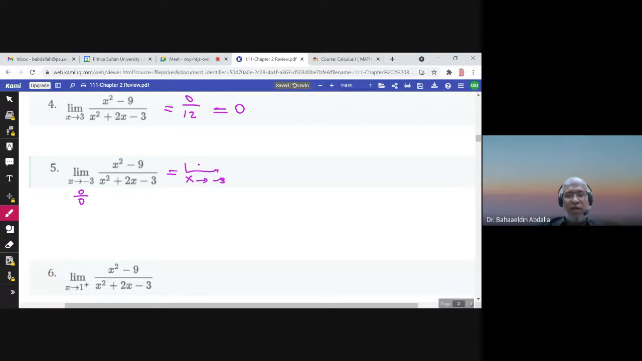We can factor here because x squared minus 9 can be factored using the formula u squared minus v squared is u minus v times u plus v. So it's x minus 3 times x plus 3. And x squared plus 2x minus 3 can be factored. x squared is x times x. And we search for two numbers. Their product is negative 3 and their sum is 2. How about positive 3 and negative 1? Product negative 3, sum is 2.